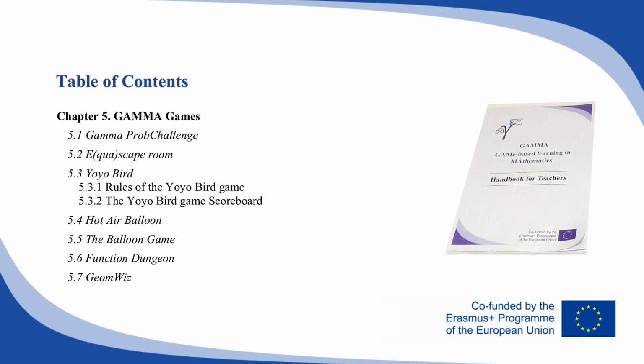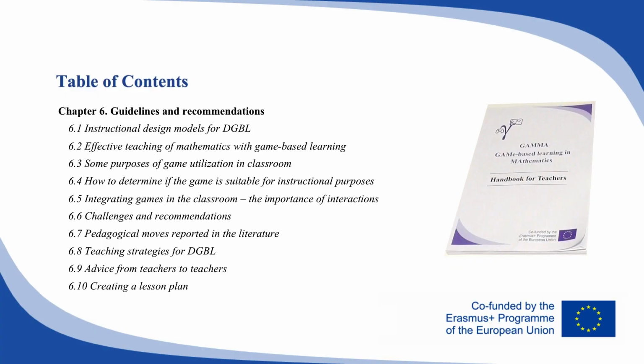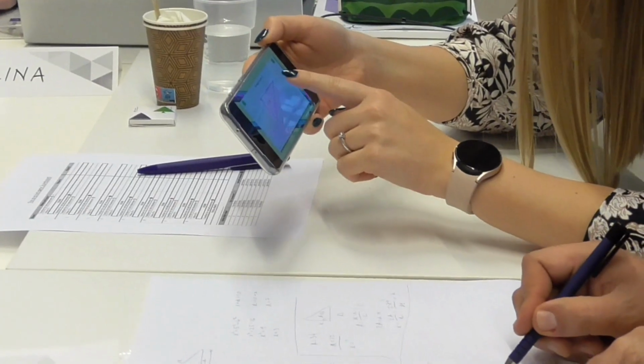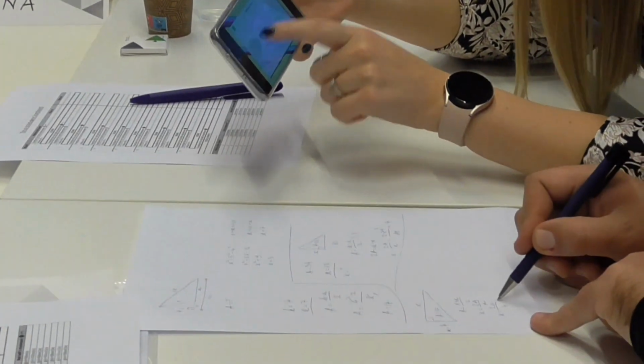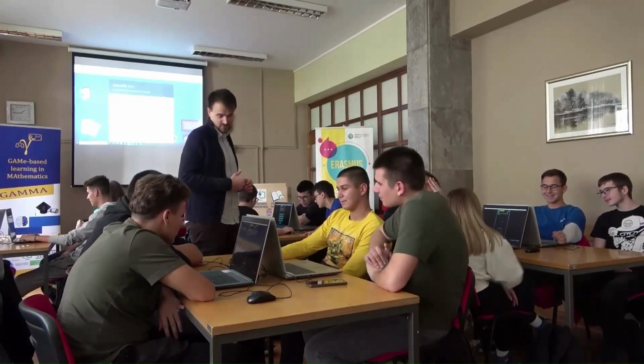Chapter 5 provides an overview of the 7 games developed and used in the Gamma project. In Chapter 6, guidelines for teaching and implementing game-based learning in practice are provided. This chapter introduces ways to model a mathematics lesson with game-based learning and how to implement it in the classroom.